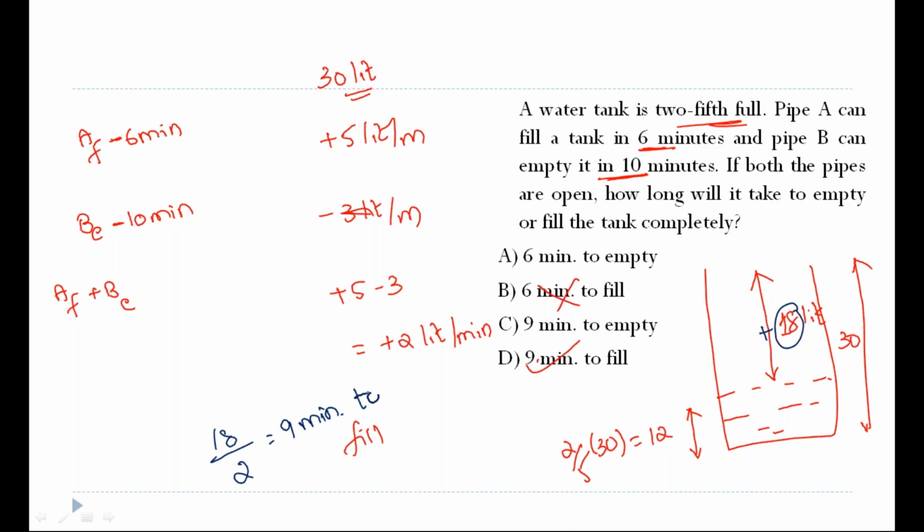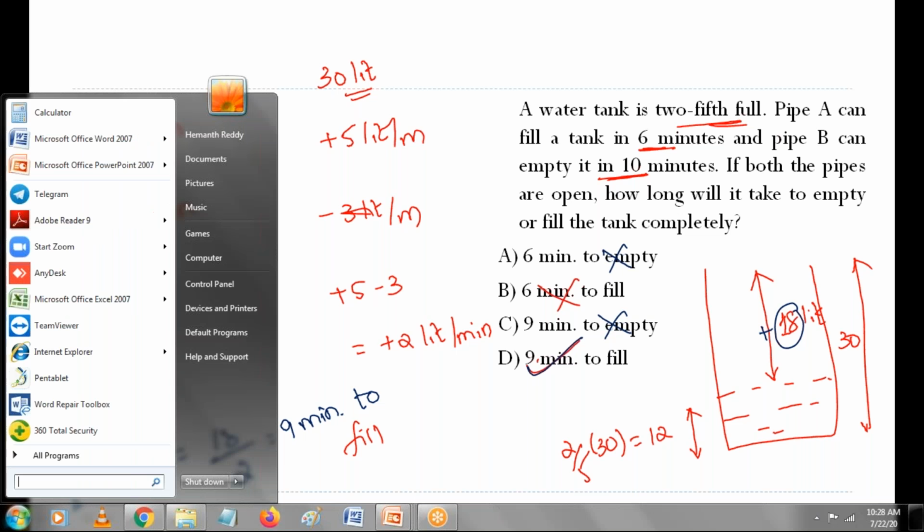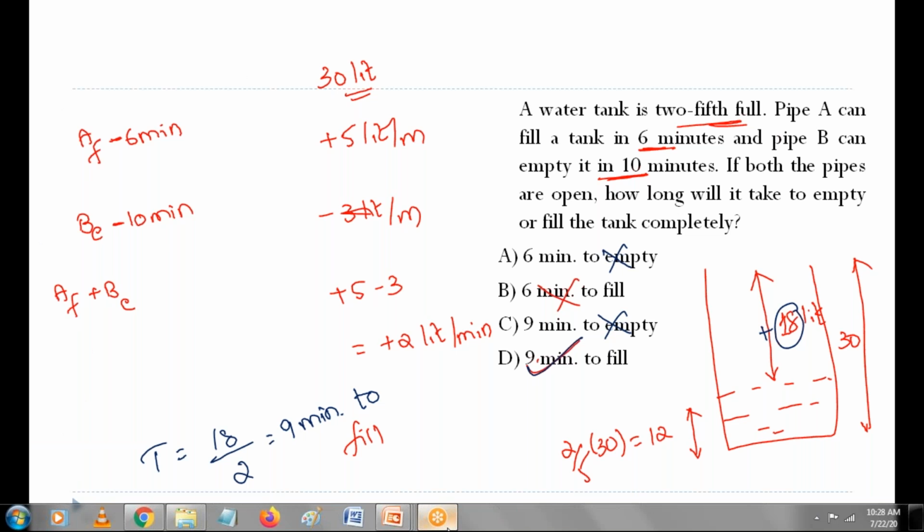Guys, this is what you should understand. Empty is not possible, okay? But option B is also wrong. Time taken is 9 minutes to fill. Guys, that's what. Okay, you should be with us. You people can understand a lot.